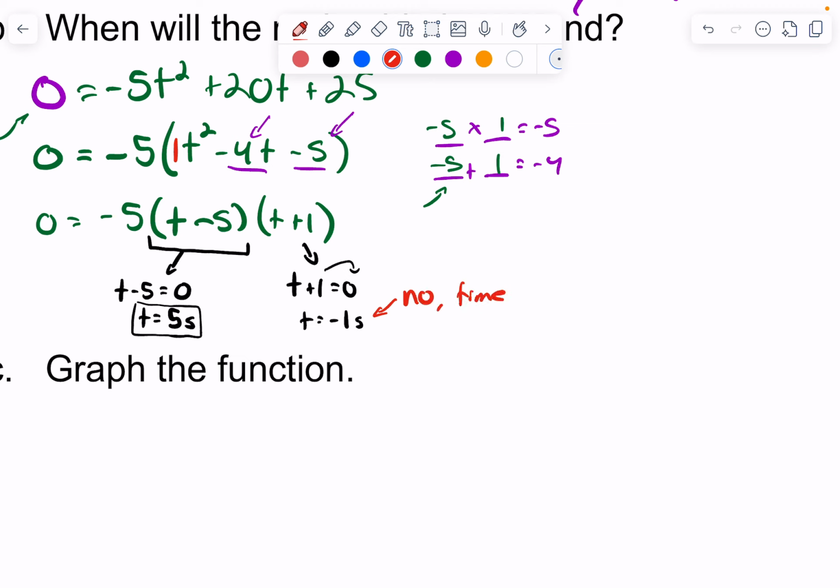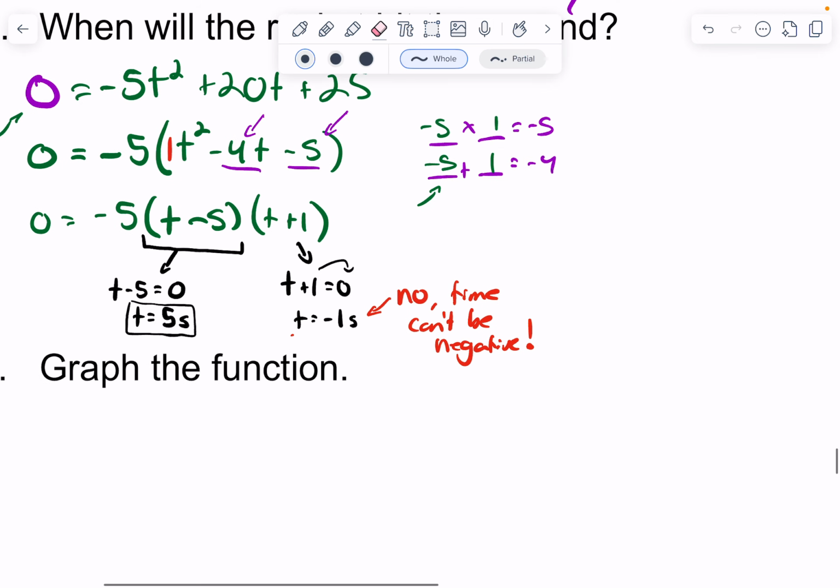Time can't be negative, so there is only one solution. When it comes to the context of the word problem, not every solution is valid, because you have to think: time can't be negative. Or let's say this was a distance problem. Distance can't be negative, all right? So this solution right here does not work.